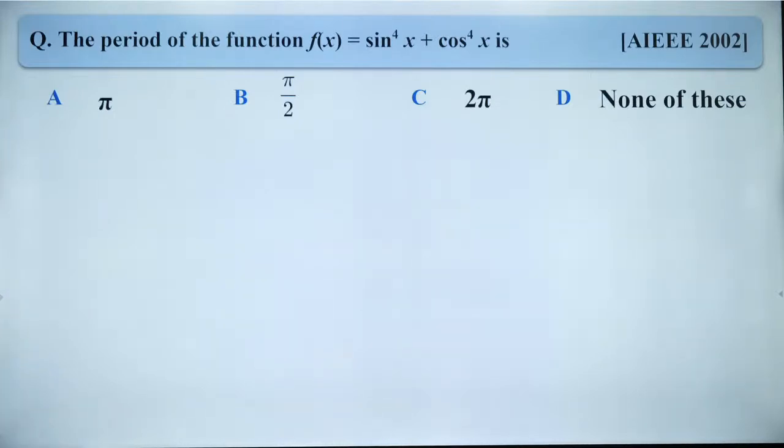Okay. So we have Vaibhav saying A. We have Abhishek Kumar saying A.